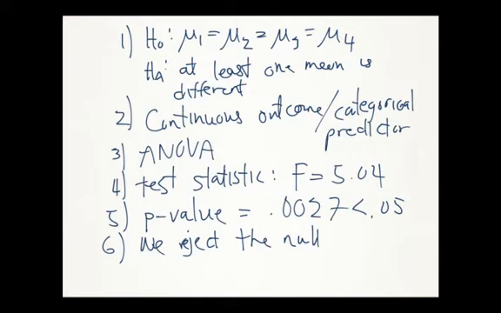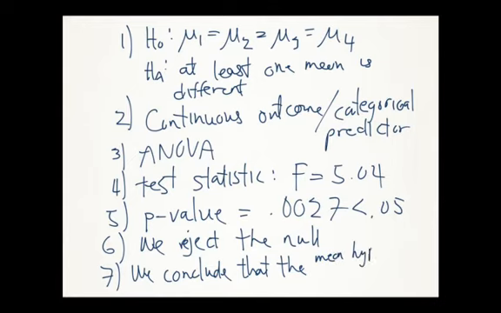Okay, and then finally in the last step, our conclusion, we conclude that the mean hypo is different in at least one group.